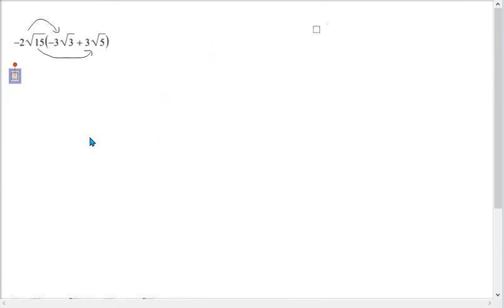Hey everyone, today we'll explain how to solve this radical expression, or this radical exercise. What you have to do first is to identify coefficients and radicals. The coefficients in this case are -2, -3, and +3. And the radicands are 15, 3, and 5.